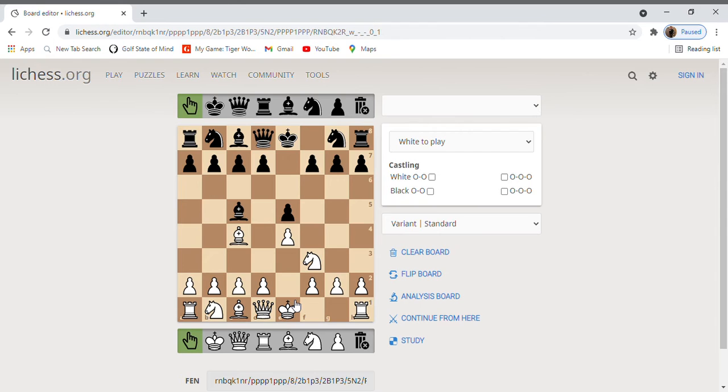Now what if the queen moved? Say the queen moved to E7. It would be capital Q, E7. You always capitalize the letter that is represented by the piece, so it makes it more obvious. Now let's say castles.